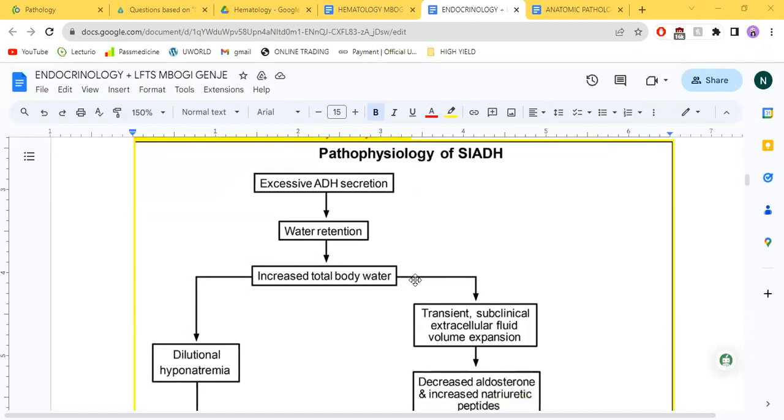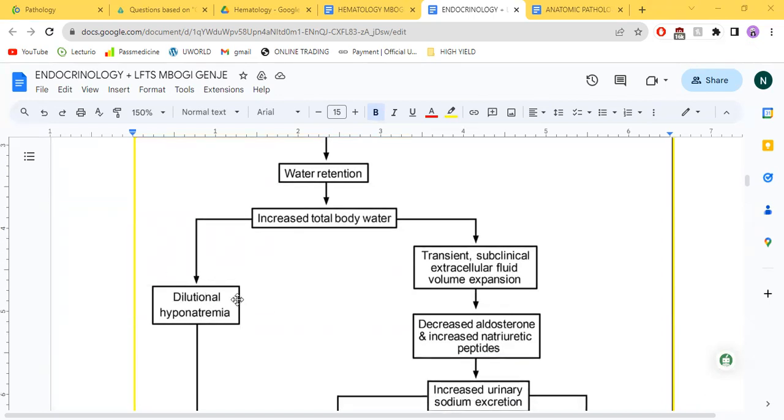This is true. Two ways. Number one, transient, meaning temporary, subclinical extracellular fluid volume expansion. This is the ECF. We expect the water to enter the ECF, leading to volume expansion. But remember, when we also have volume expansion in the ECF, some will go to the intracellular fluid. Now, this water that will go to the intracellular fluid will lead to this dilutional hyponatremia.